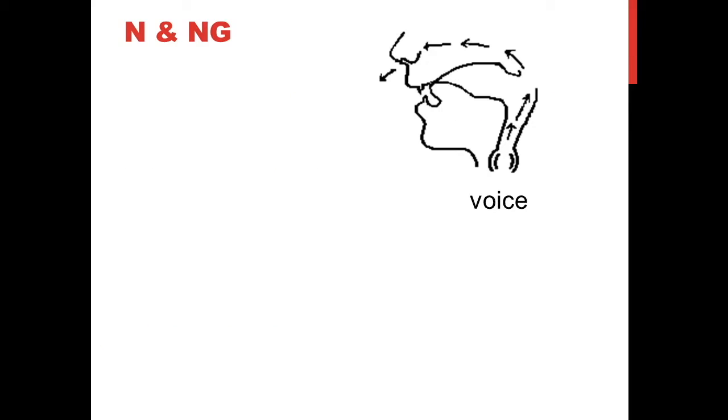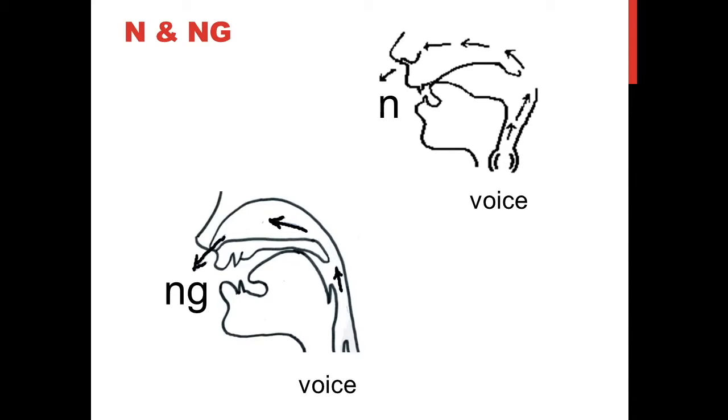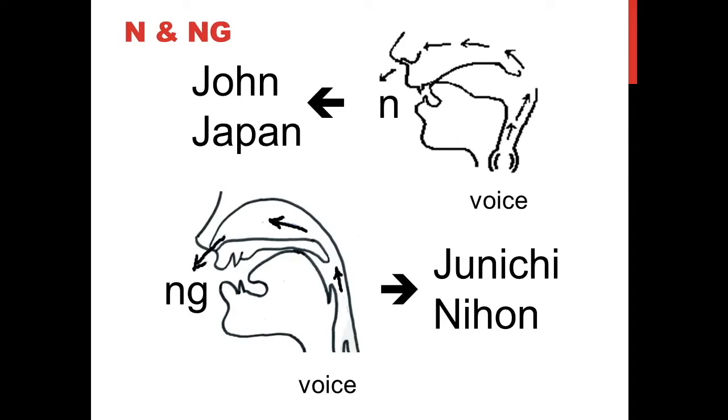In the previous video, I talked about the difference between N and N. That's N as we get at the end of John or Japan, and N as we get in Japanese in the name Junichi or the word Nihon. And we have both of those sounds in English, so let's practice them.